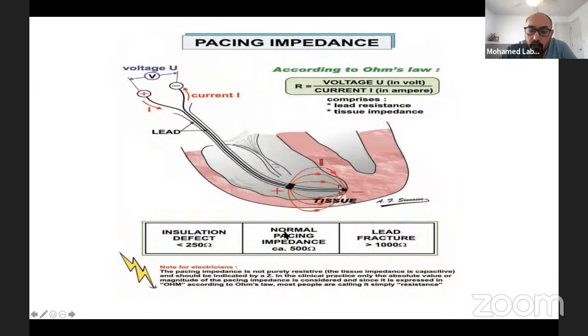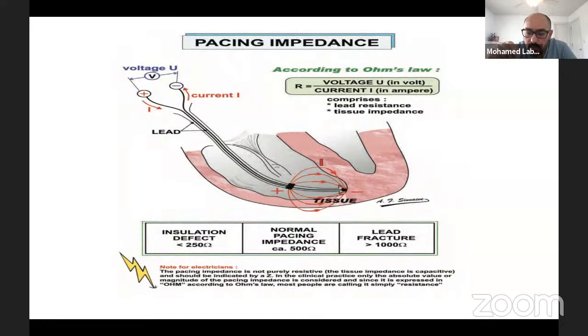It's important acutely when you're putting in a pacemaker, and also if you're troubleshooting an old device or any device. It varies from one manufacturer to another depending on what kind of lead. If you have a very low impedance, that suggests a break in the insulation, which is the covering of the conductors.